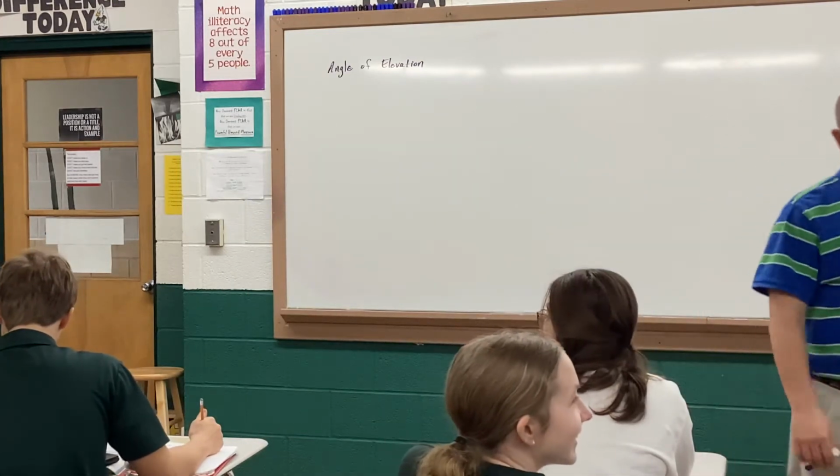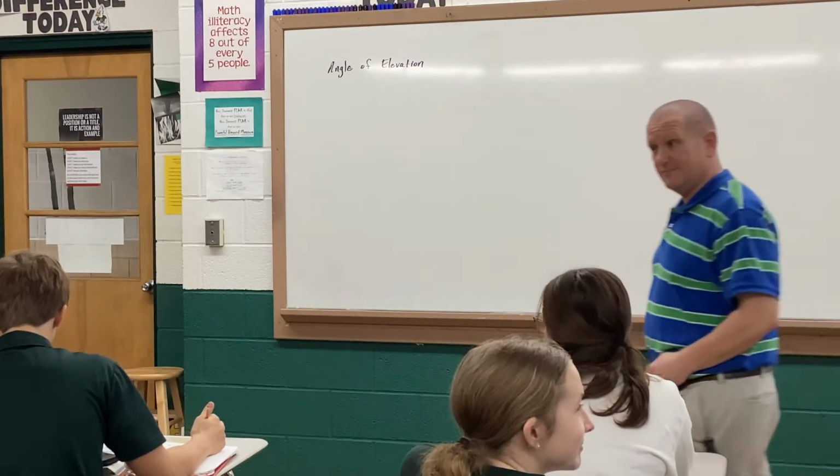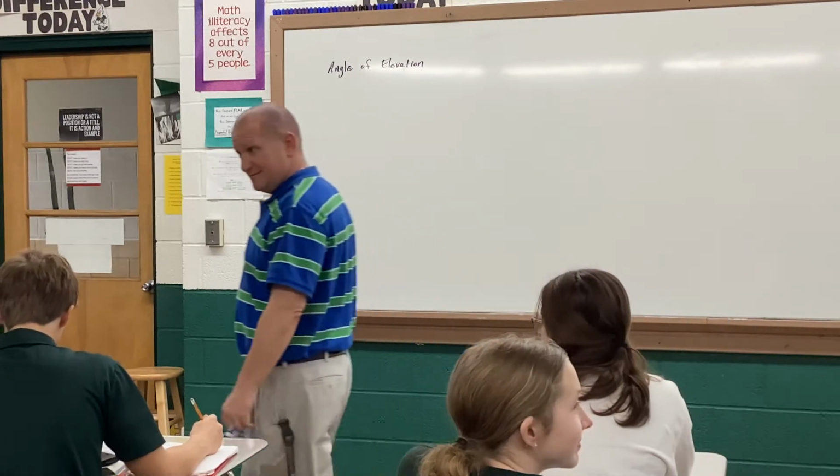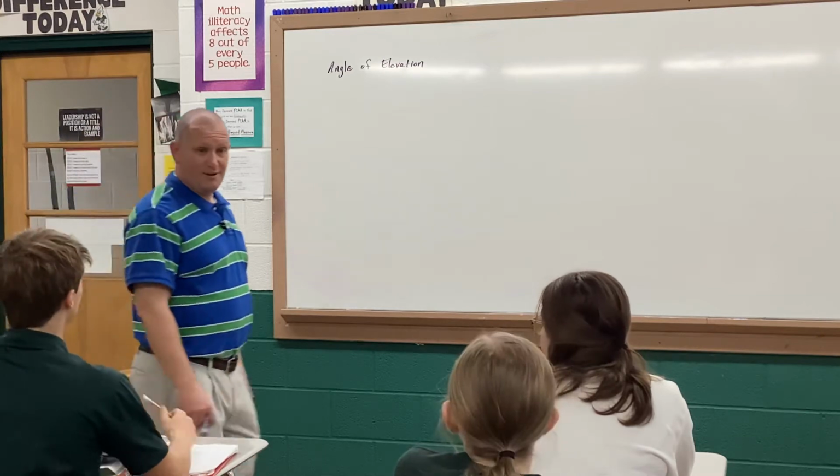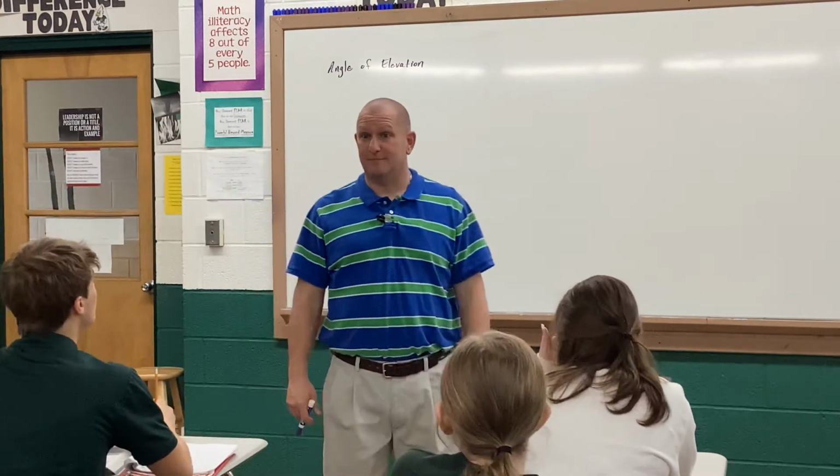It's an angle formed by a horizontal line and an observer's line of sight to an object above the horizontal line. What the heck does that mean?